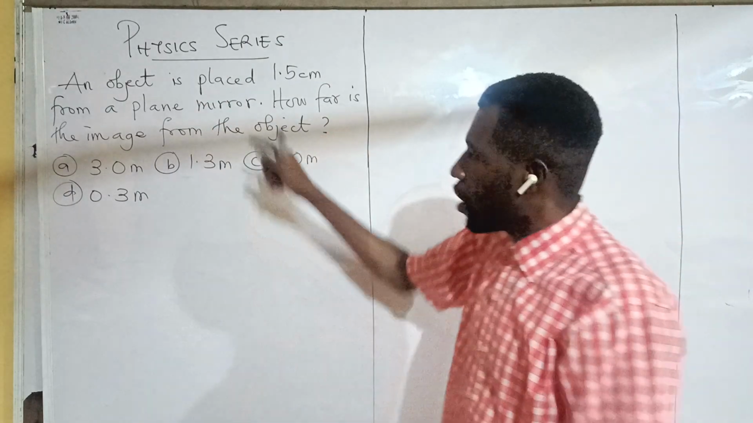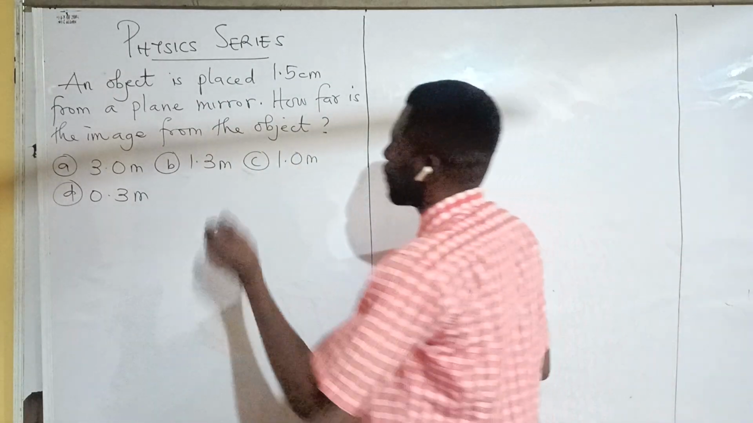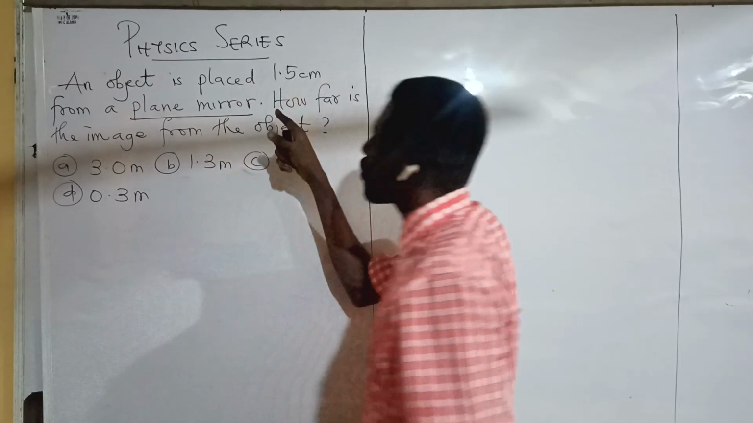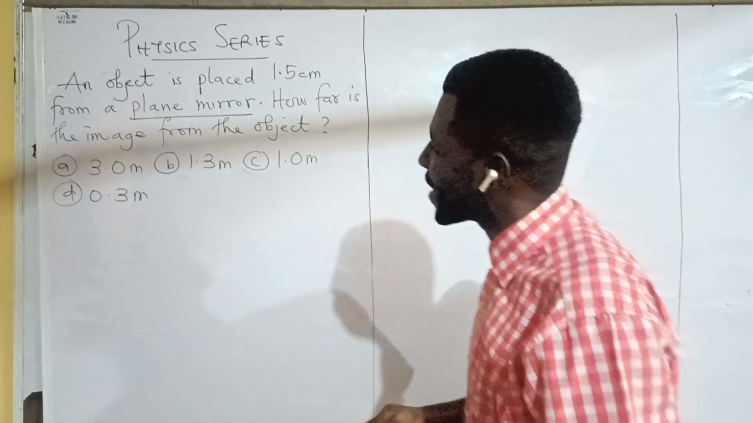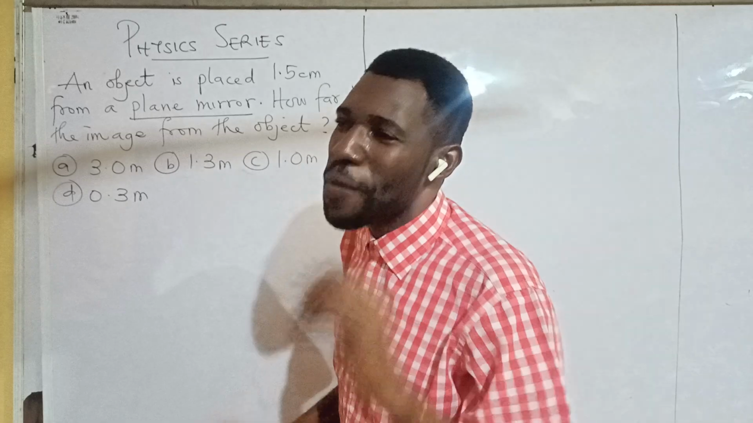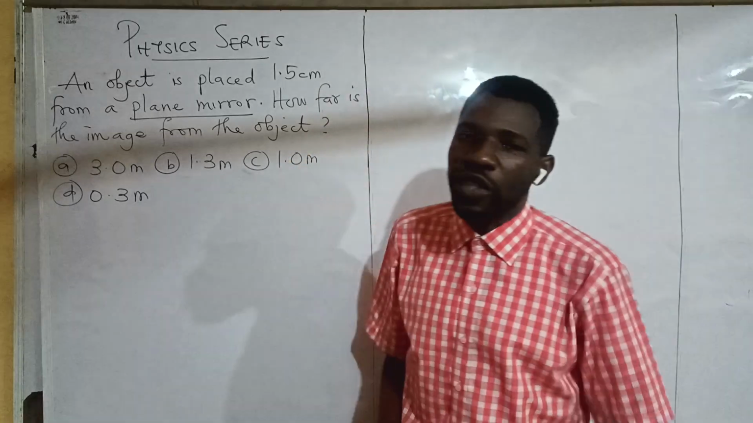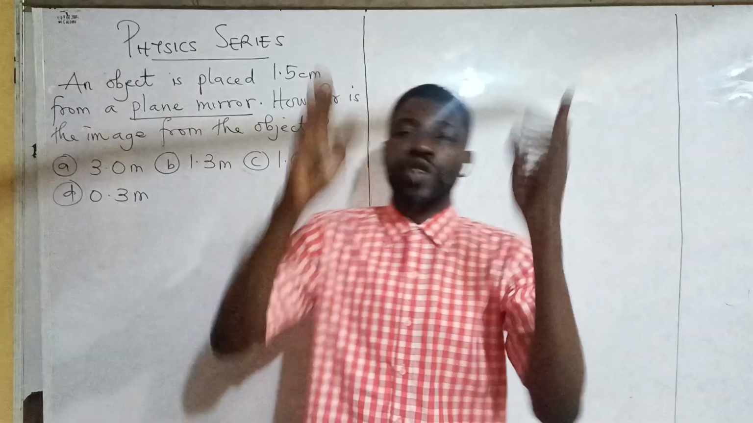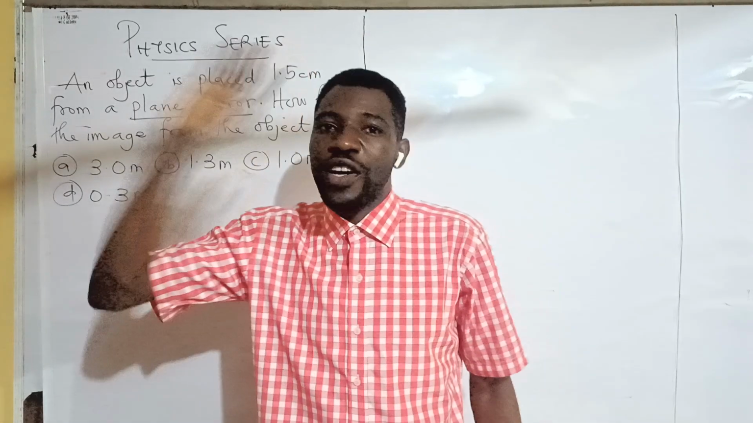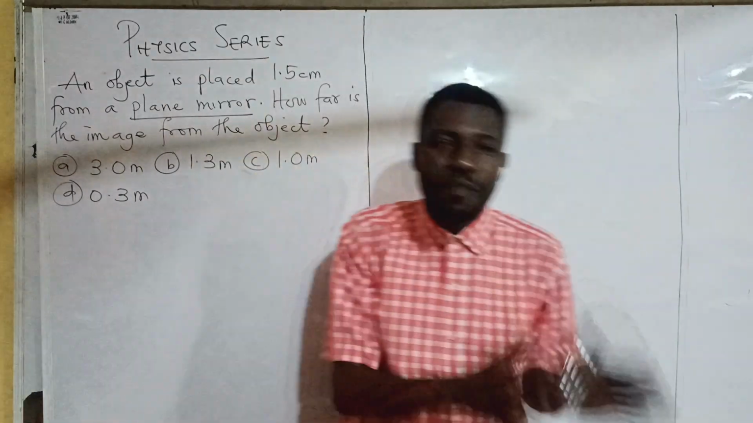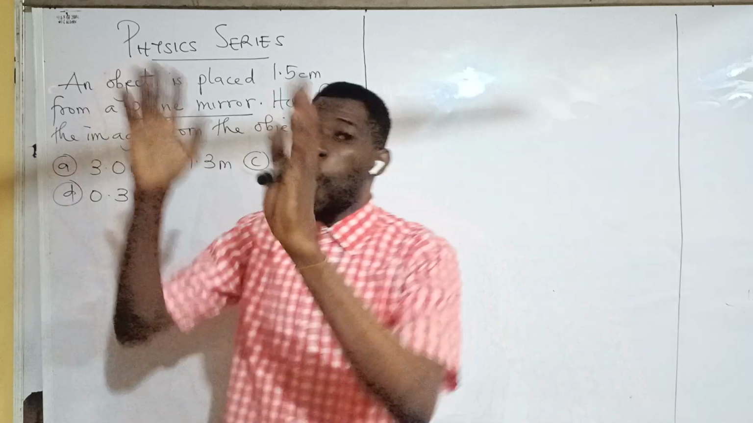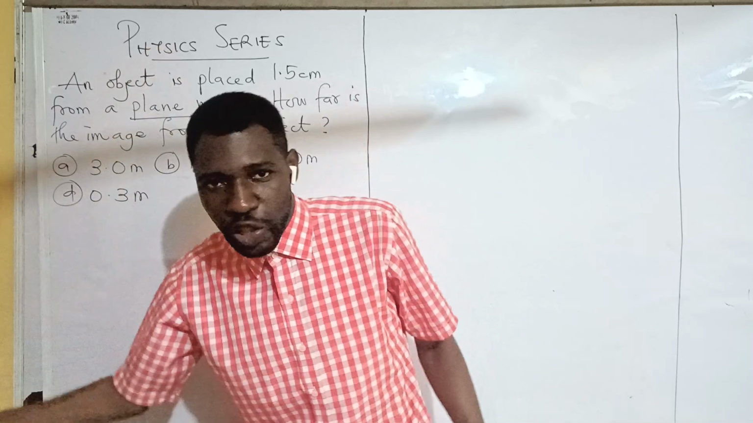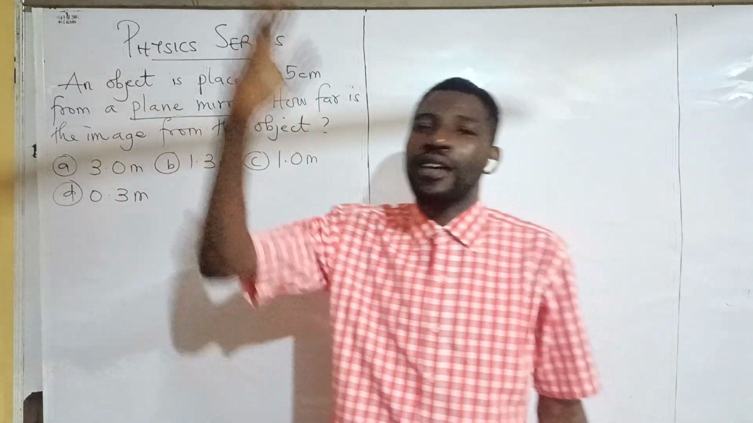Now, join with me as we solve this question. We have an object placed 1.5 centimeters from a plane mirror. Now, in optics, we have mirrors, we have lenses. Maybe in subsequent videos, I'll talk more on the other types of mirrors and lenses. We have plane mirrors, concave mirrors, convex mirrors. Subsequent videos, like I said, I'll talk about that.